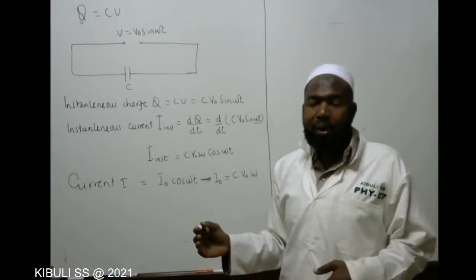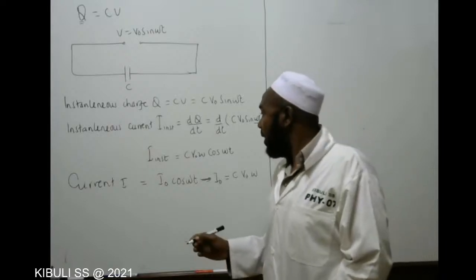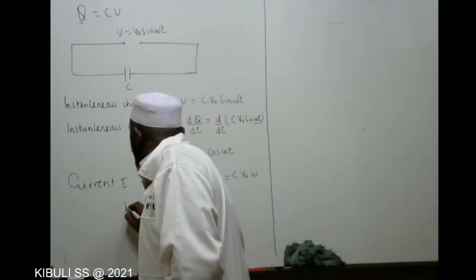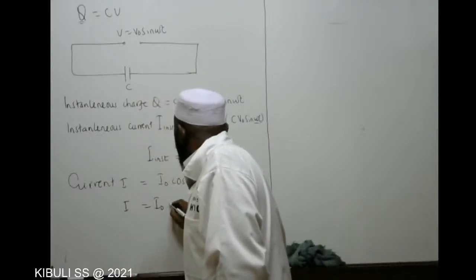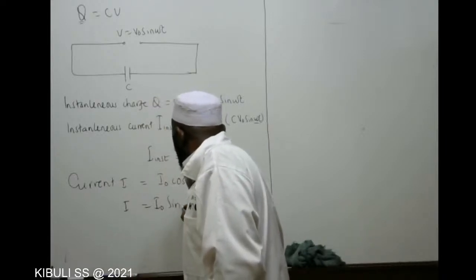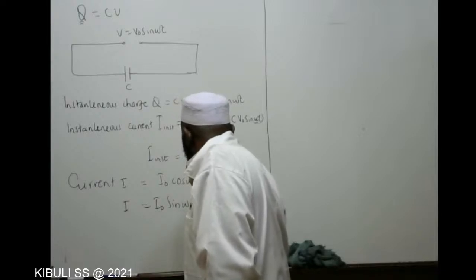Now, for easier comparison, we can convert the cos in terms of sine, and then we say therefore I is equal to I0 sine of Wt plus pi over 2.